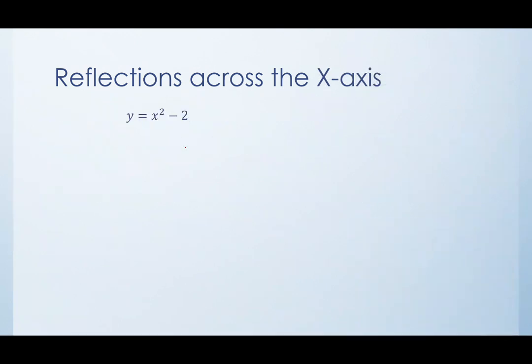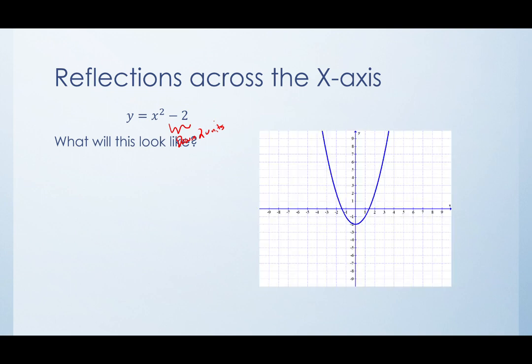So we'll look at reflections across the x-axis first. There we are. So we've got y equals x squared minus 2. So we see the minus 2 there. We know that this is going to shift our toolbox function of y equals x squared down 2 units, right? So the question is, what is the graph? So there's our quadratic, our parabola that's been shifted down 2.